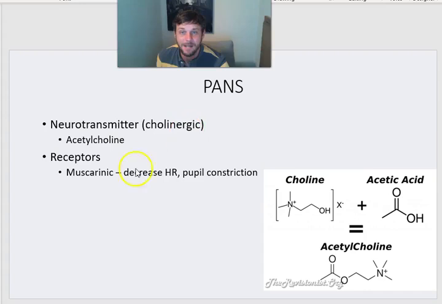So on the effectors, the things that are going to change, so glands or muscles or whatever, you will find the muscarinic receptors there that bind acetylcholine. For our muscarinic receptors, you'll have things like decreased heart rate, pupil constriction, increased gastric movement, increased salivary production, things like that. The nicotinics, again, we'll talk about those more when we get to the skeletal muscle.